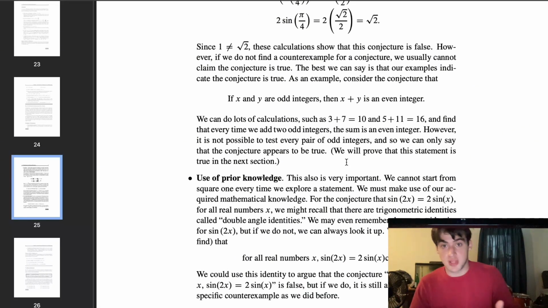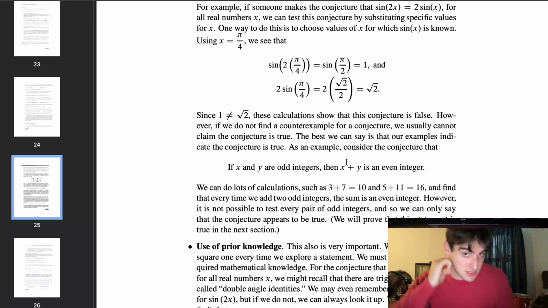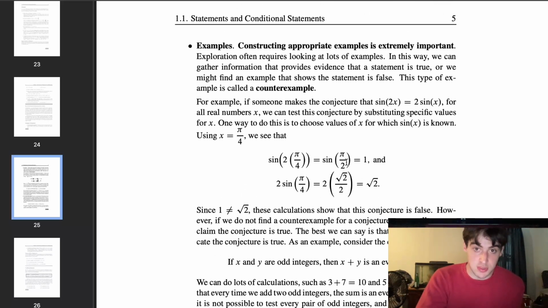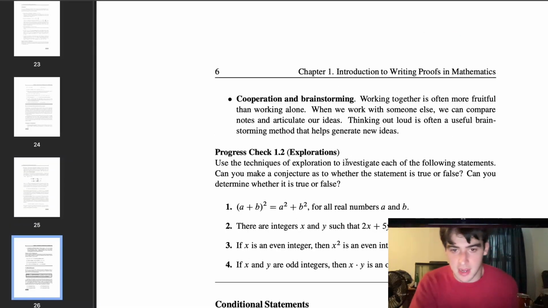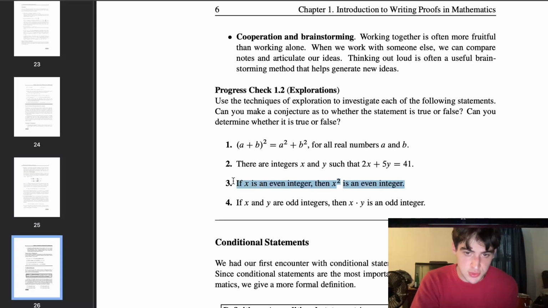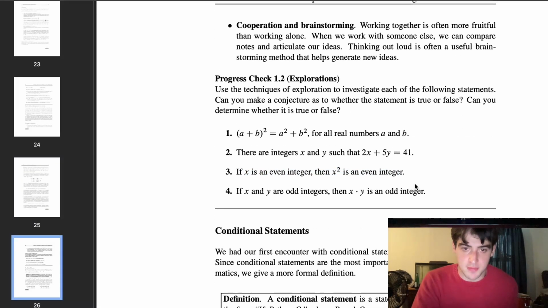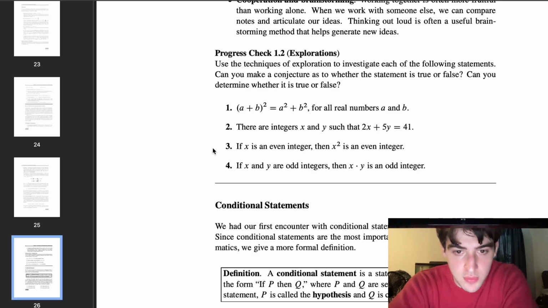prior knowledge that says that it's false or true, anything like that. But through all the methods here, I would say that this is probably true, but I can't prove it. If x and y are odd integers, then x times y is an odd integer.